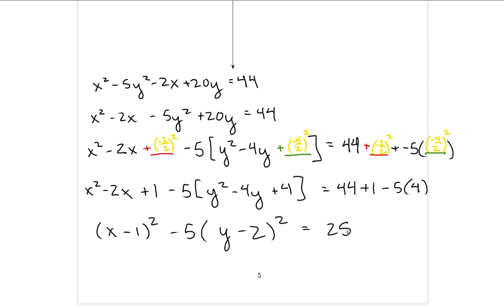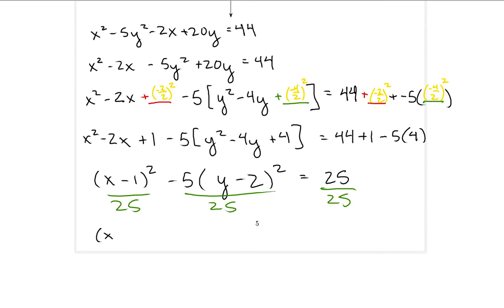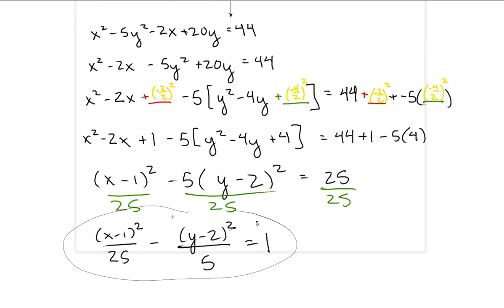So we're almost home free here, but what do we need? We need to have this equal to 1, right? So the last step is to divide everything by 25. And so with that, since I'm pretty much out of room, I guess we'll go ahead and write it here at the bottom. X minus 1 squared over 25 minus y minus 2 squared over 5 is equal to 1. So there's my equation, okay?